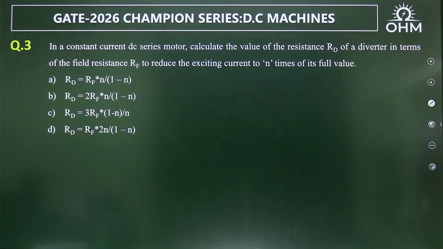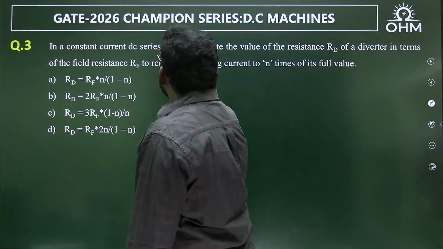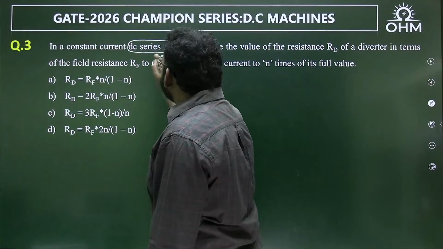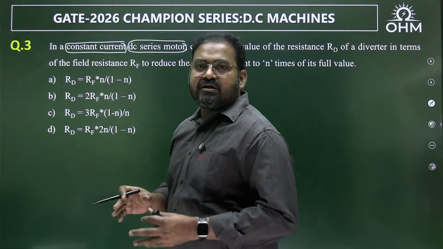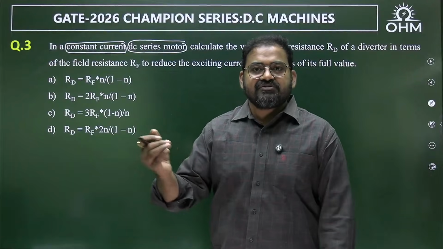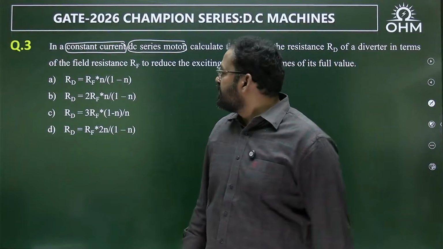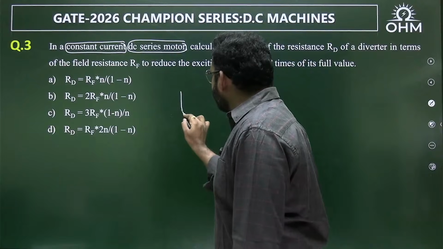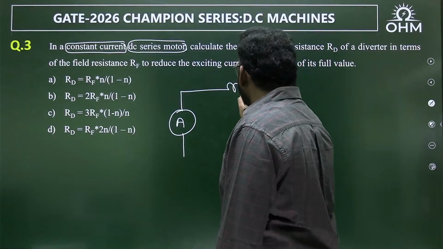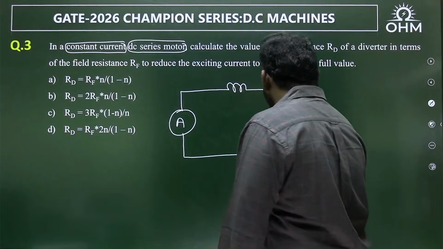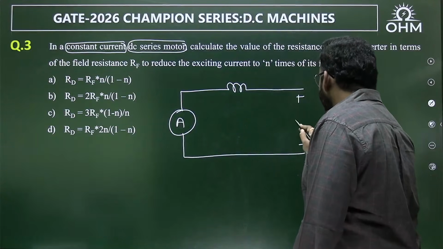All right. So first of all, it is a series motor, a DC series motor. But one important data that was given is it's a constant current series motor. That means the load connected to the motor is such that it draws the same current every time. For example, if you draw the equivalent circuit, this is the armature part and this is the field resistance. Here we have the terminal voltage.